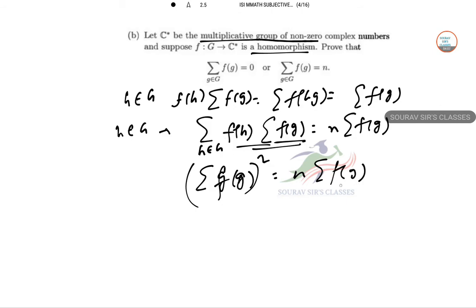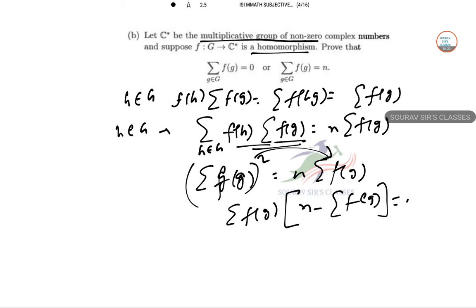So now we are taking a square. Now we can take f(g) common. If we take this part here, so n minus the summation of f(g) is equal to 0. So either this is equal to 0 or this is equal to 0. So obviously this or this, so the summation of f(g) equal to 0, or this. So finally proved. Now going to the third part.